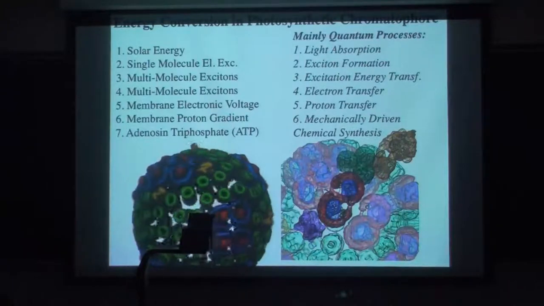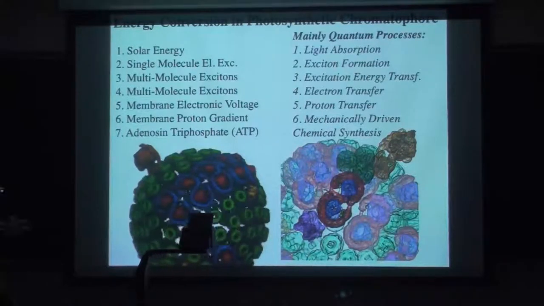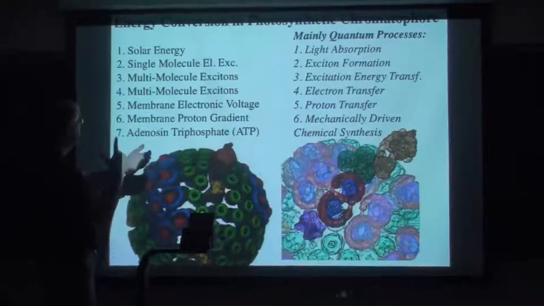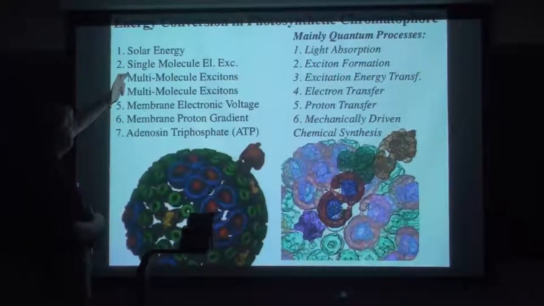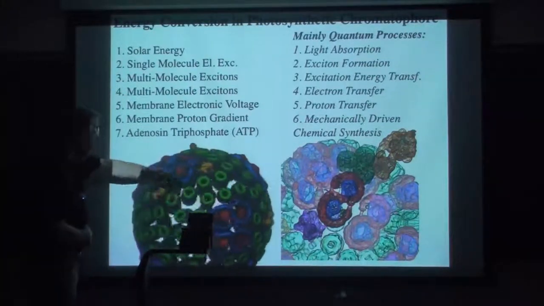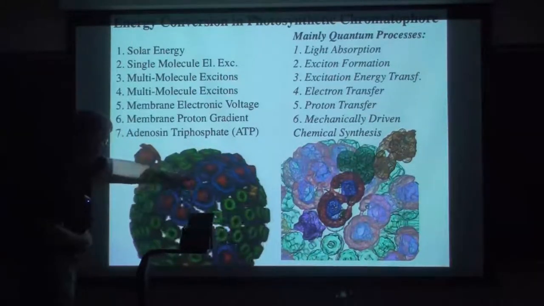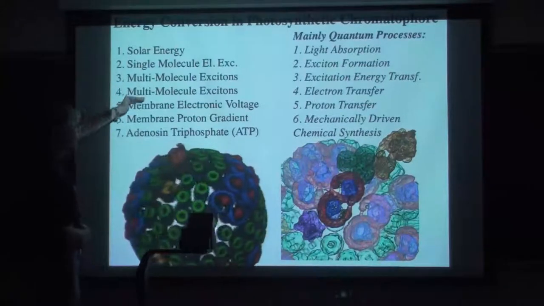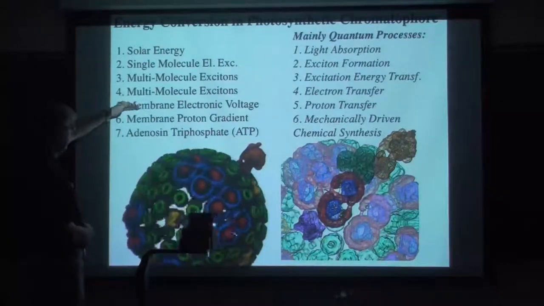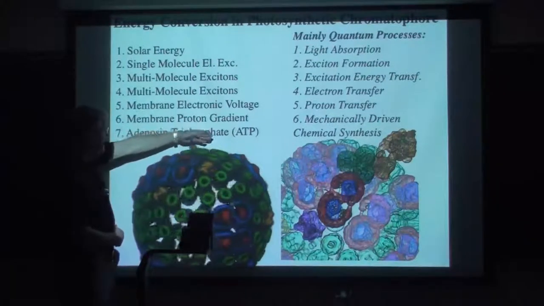We have an energy conversion system here, and the energy that we convert is initially solar energy coming in. We turn that into electronic excitation of a single molecule. We turn this into a multi-molecule excitation, an exciton in a ring. That excitation jumps from one ring to the next ring to the big ring. So we have this multi-molecule excitation happening several times. Then we generate inside of the reaction center an electronic voltage, the next energy form.